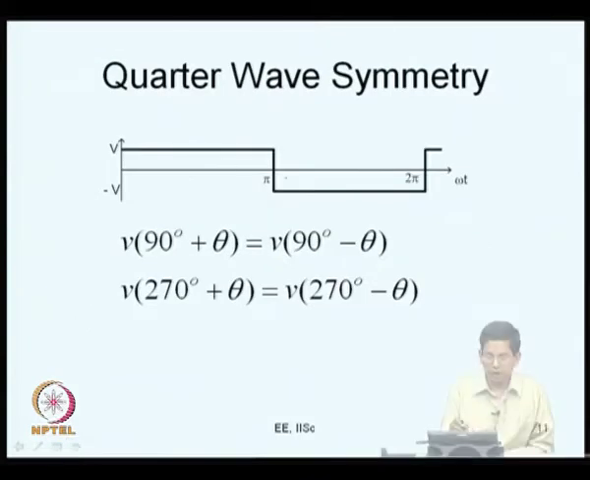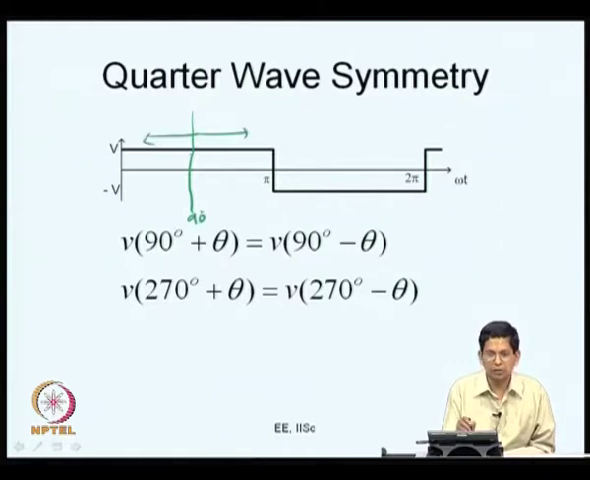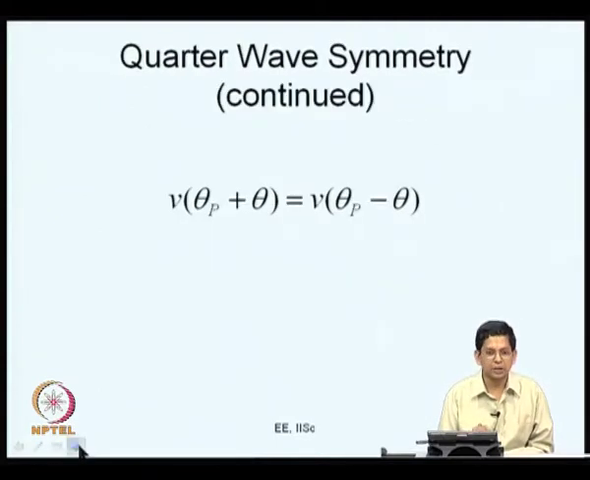In addition to half wave symmetry, you see that these two halves are symmetric, that is, you take this half and invert it by 180 degrees, you will get this half. Further to this, if you look about these points, at pi by 2 or 90 degrees, you move a certain distance to the left or to the right, and you find that the values are equal. This is what you call quarter wave symmetry. This is again what we discussed last class.